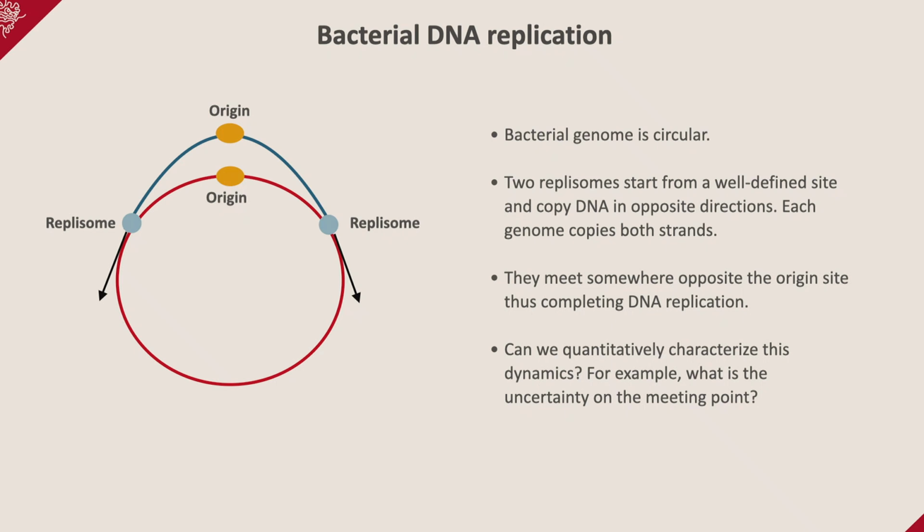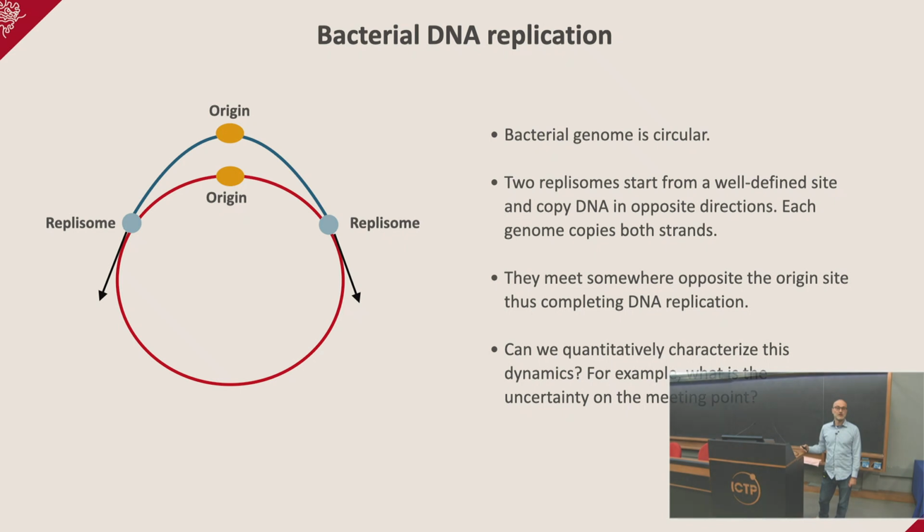So each one of them replicates both strands of DNA. So in this figure, all the lines you see are double-strand DNA. The red will be the template, and the blue will be the copy. But this distinction is somewhat arbitrary because each one of them has one strand from the template and one strand that is new. And so these two machines will meet at some point opposite the origin, thereby finishing replication. So this is essentially how things work in most cases.